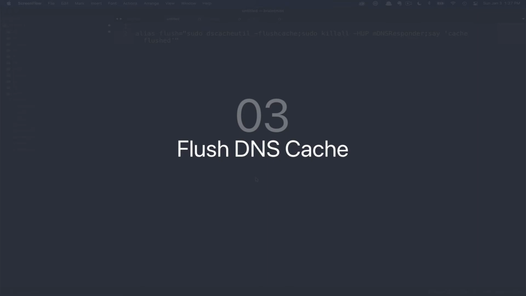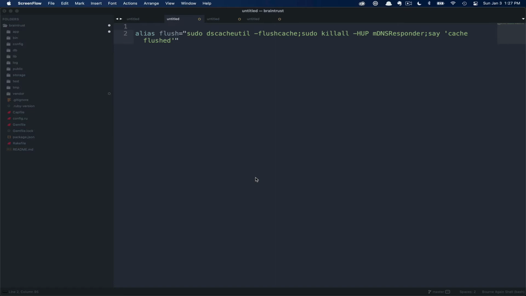The next alias I have is flush. I use this to run this very long command that flushes the OS X DNS cache. This is particularly useful if you're doing anything with domain names. So you've seen me use this when working through some of the Route 53 tutorials.